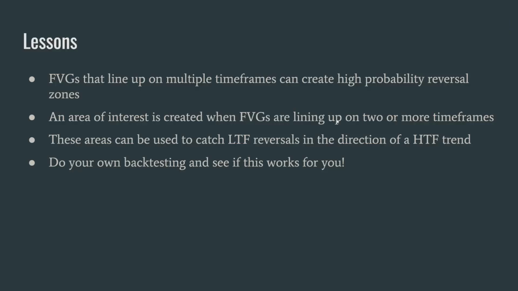So to recap, fair value gaps that line up on multiple time frames can create high probability reversal zones. Doesn't mean they always will, it's just something to look for. An area of interest can be created when fair value gaps are lining up on 2 or more time frames. That can give you an idea of where to add, kind of like your confluence zone. And these areas can be used to catch low time frame reversals in the direction of a higher time frame trend.